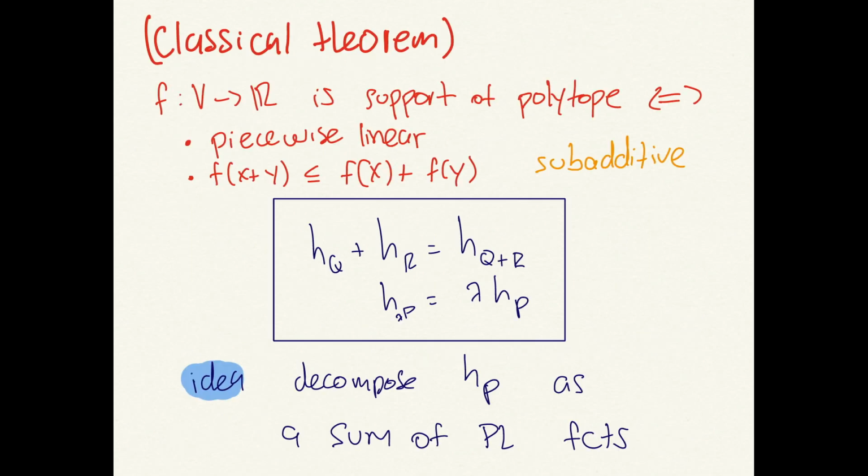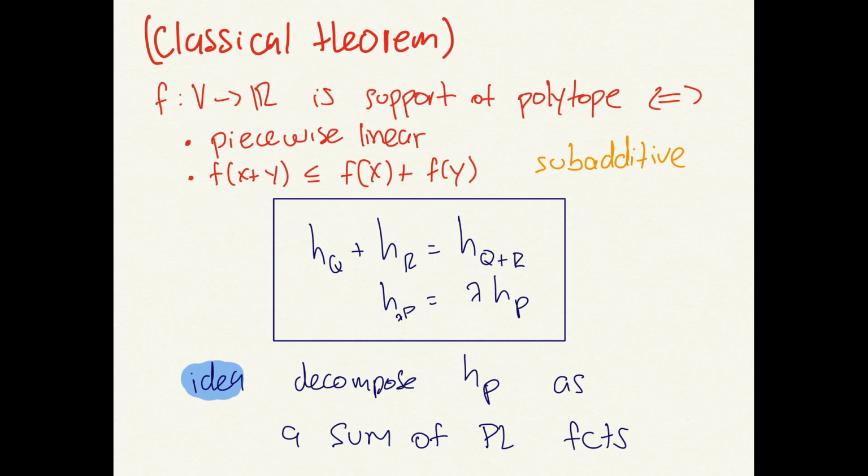But in general, I can give you any function from V to R and try to detect: is this coming from a polytope function or not? And there are classical conditions. You need to be, first of all, piecewise linear. I'm going to say more about that in a second. But this is related to the fact that it's a polytope. If it wasn't a polytope, there is no piecewise linearity.